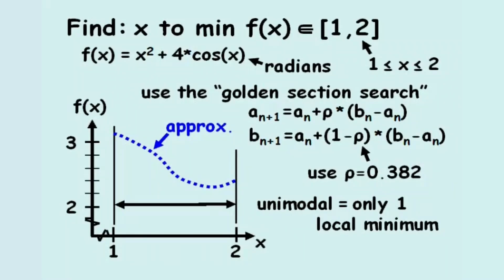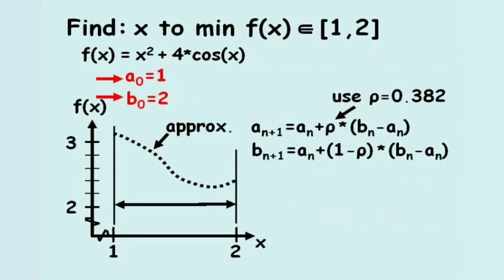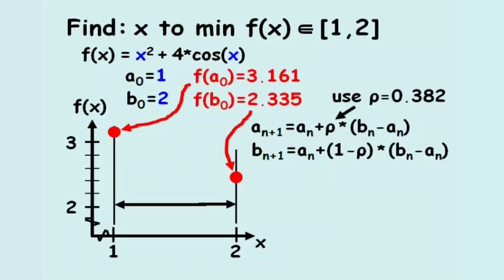For the golden section search method, we'll assign variables a0 and b0 to be the minimum and maximum values of the range that contains x. Then, we'll evaluate f of a0 and f of b0 by plugging in 1 and 2 into our function f of x, and we get 3.161 and 2.335.